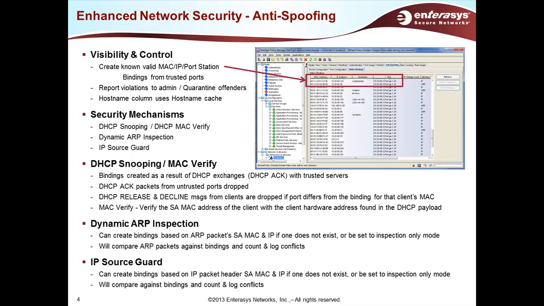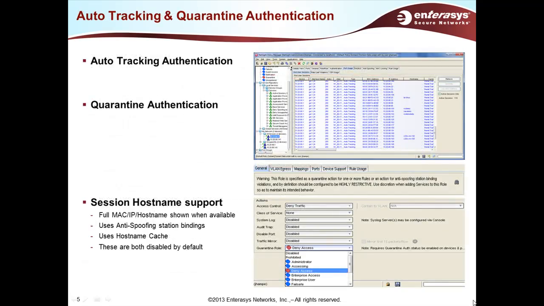Beyond increasing the security of the network, the station bindings created by this feature can also be leveraged to enhance existing data throughout Policy Manager or NetSight where only an IP address or MAC address is available. We'll see one instance in the 5.0 release that already takes advantage of that.